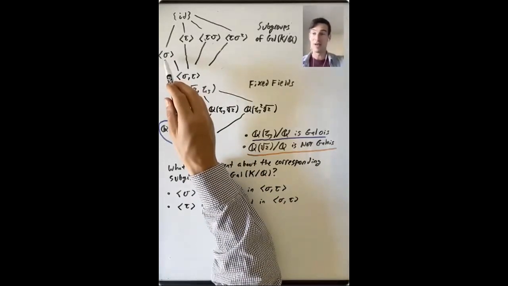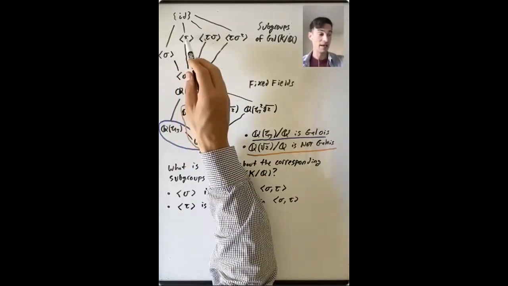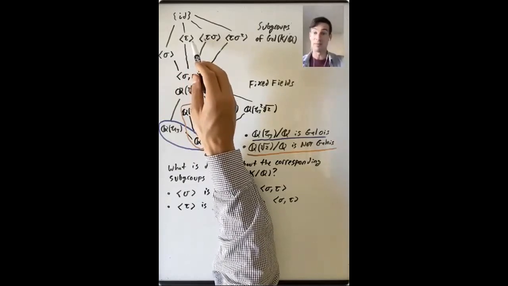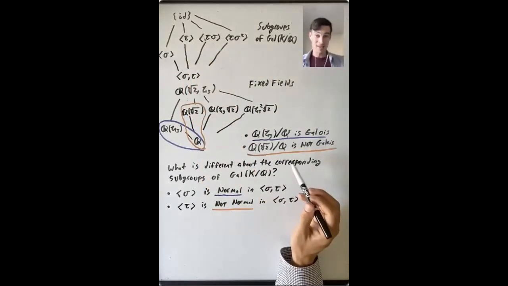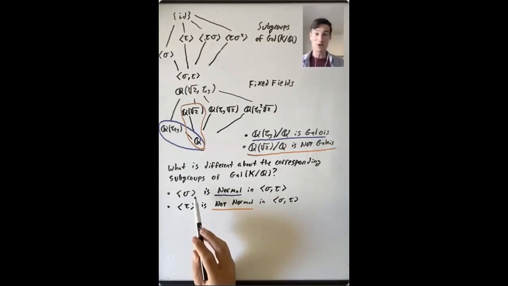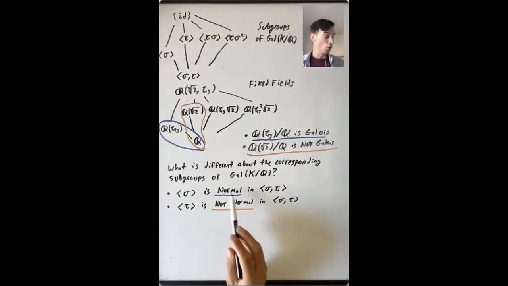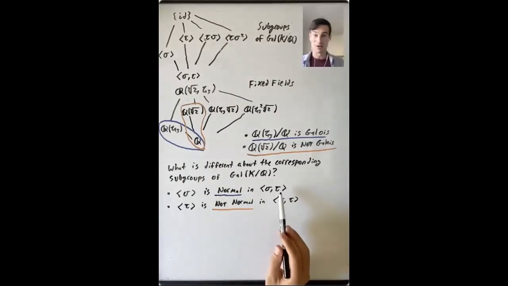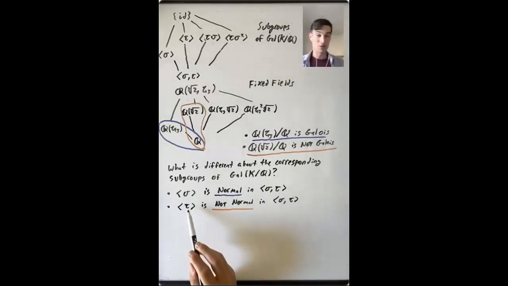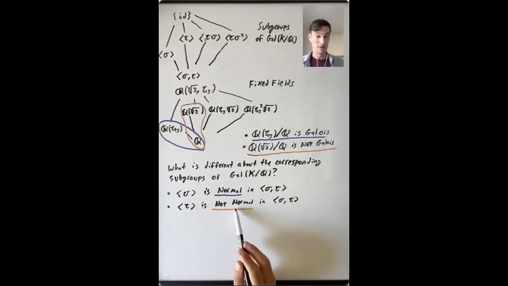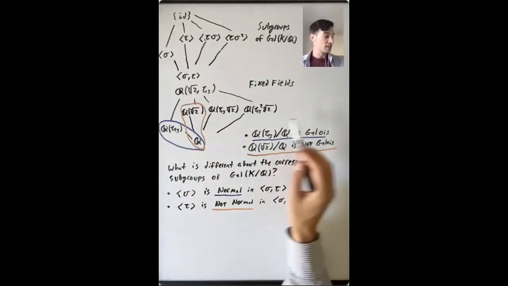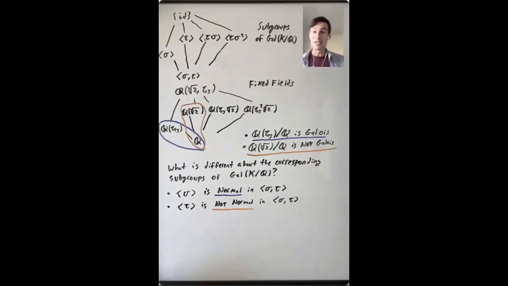In one case, we have the subgroup generated by sigma, and in the other case, we have the subgroup generated by tau. And one thing that's different about them is that the subgroup generated by sigma is a normal subgroup of this Galois group. And the subgroup generated by tau is a subgroup, but it's not a normal subgroup. So these types of statements are going to be explained by the fundamental theorem of Galois theory, which we'll come to in the next lecture or two.